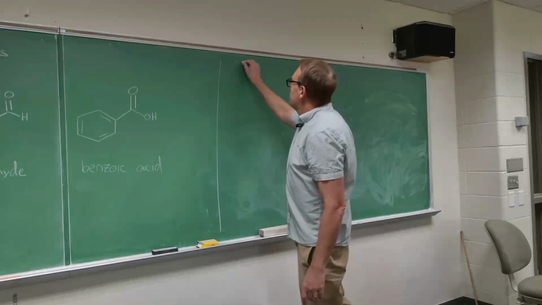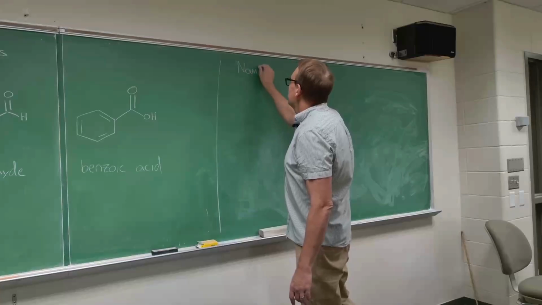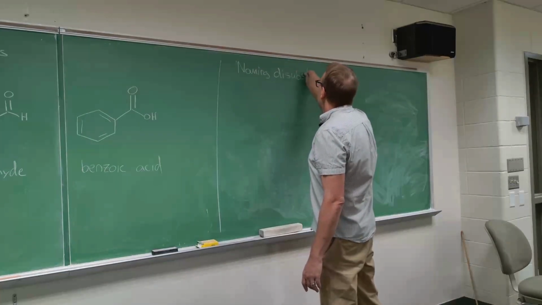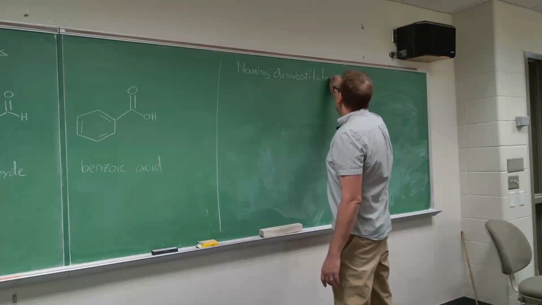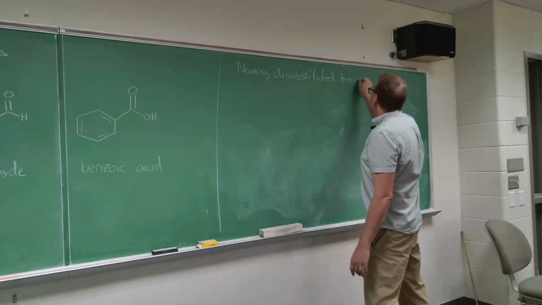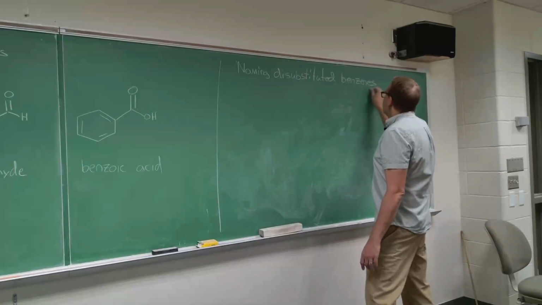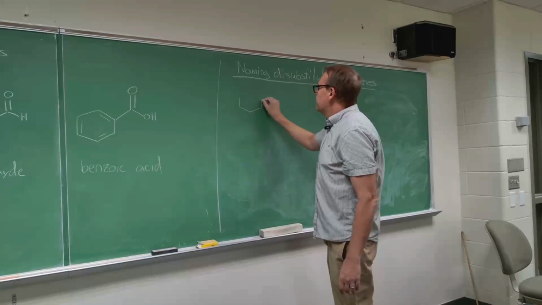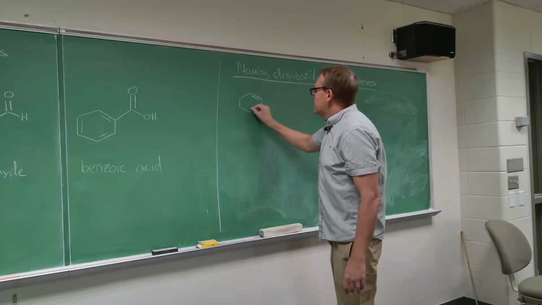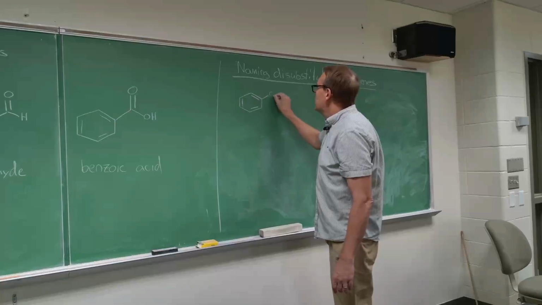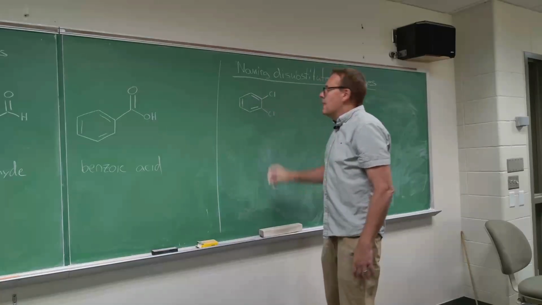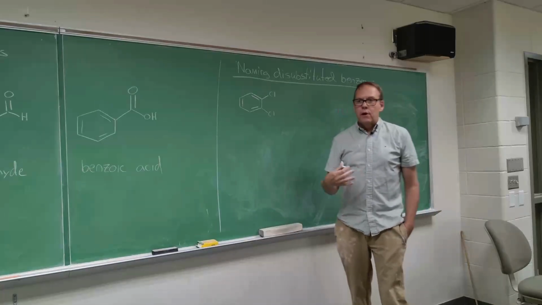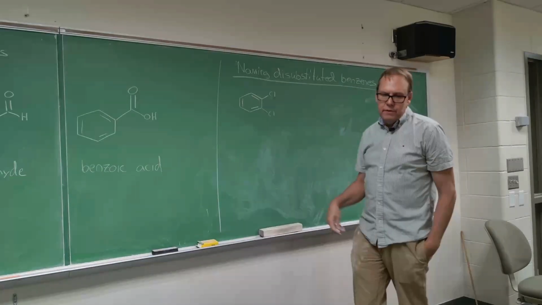So this is a discussion of naming disubstituted benzenes. The example that I'm going to use is benzene that has two chlorine groups on it. If you have a benzene ring and you have two chlorine groups on it, one option is that the chlorines are right next to each other on the ring.